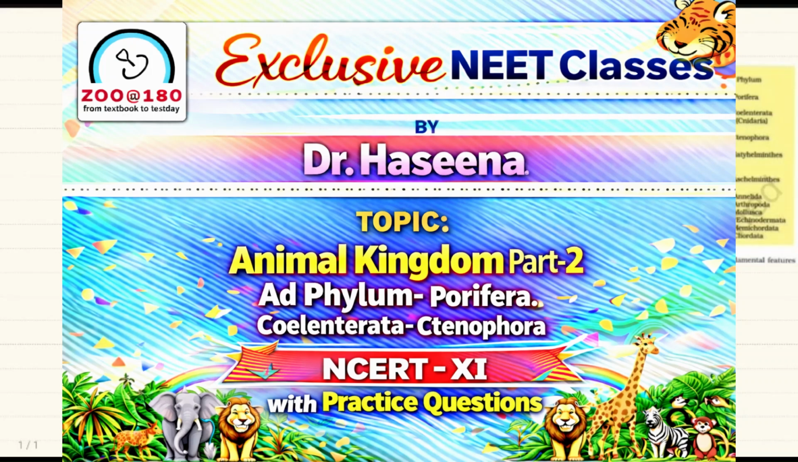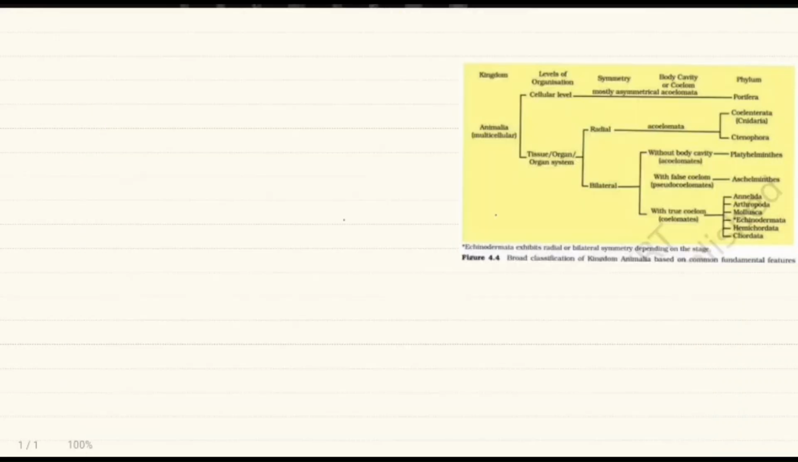Hi students, let's start with the classification of the animal kingdom. In the earlier part, I have given the details of the level of organization, symmetry, coelom, segmentation and notochord. We have seen that the kingdom Animalia has over 1 million species and they have some fundamental characteristics like the levels of organization, the symmetry, the body cavity or the coelom. Now, based upon this, we can divide the animals into different categories.